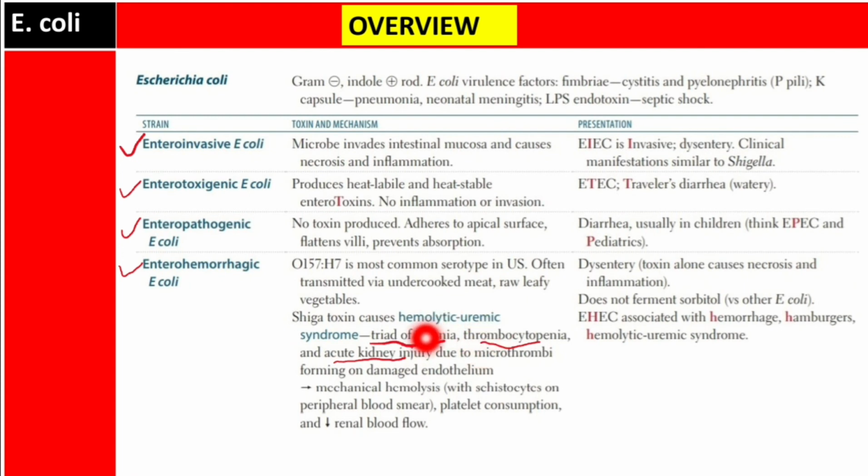The main points you need to remember about EHEC: it causes dysentery. The toxin alone causes necrosis and inflammation. It does not ferment sorbitol, so this will differentiate it from other E. coli. EHEC, there's an H, so it's associated with hemorrhage, hamburgers, as in undercooked meats, and hemolytic uremic syndrome. EHEC, 3H: hemorrhage, hamburgers, hemolytic uremic syndrome.